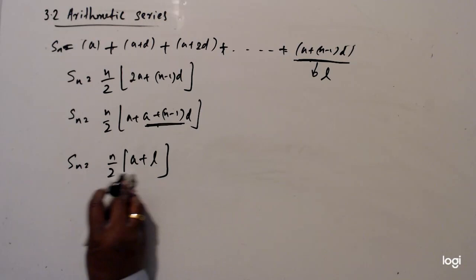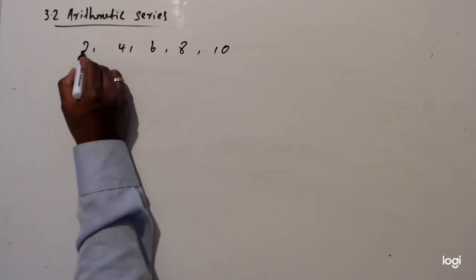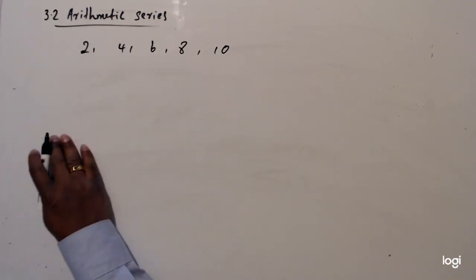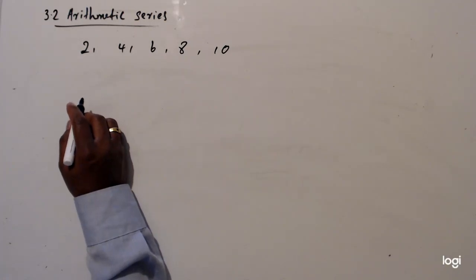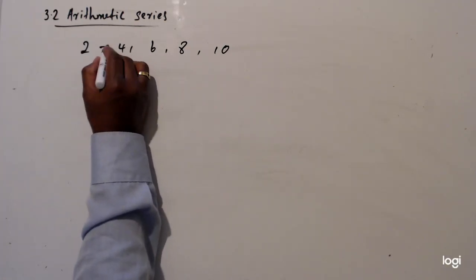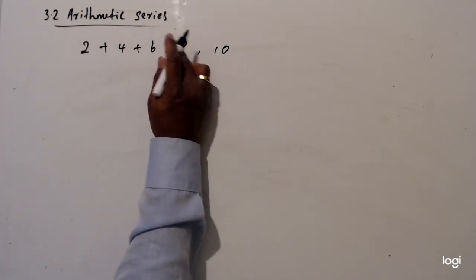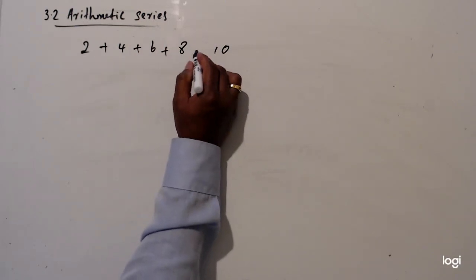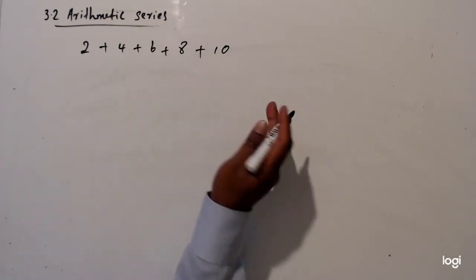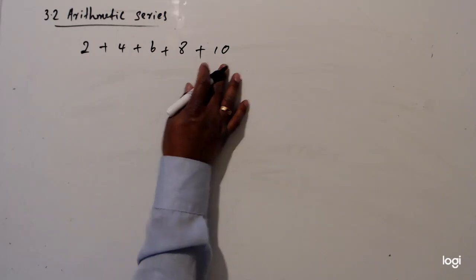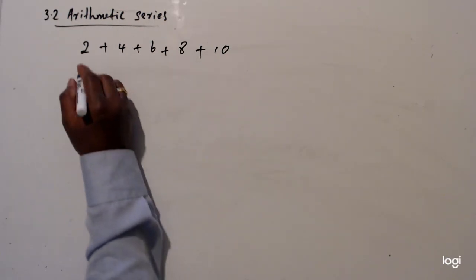We'll discuss an example. So this is an arithmetic sequence, and I turn this one into a series, 1, 2, 3, 4, 5 terms.